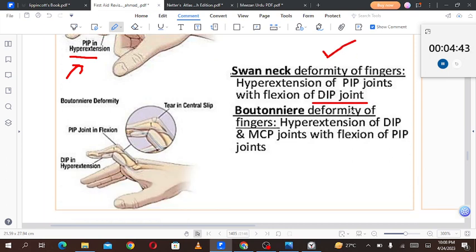What is boutonniere deformity of the fingers? Hyperextension of the distal interphalangeal joint. The distal interphalangeal joint is hyperextended. Okay, and the metacarpophalangeal joint.